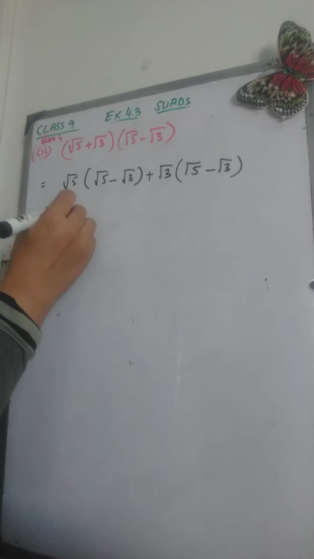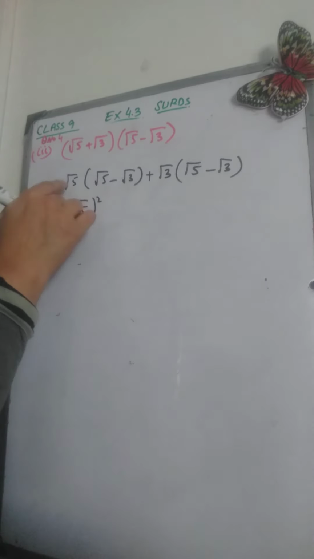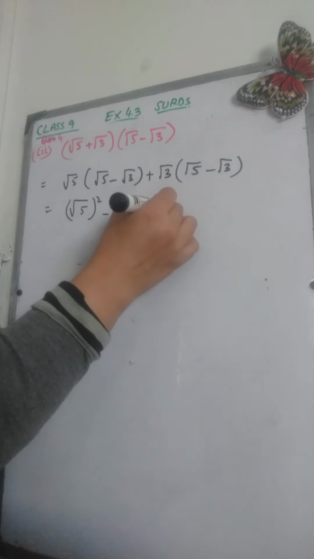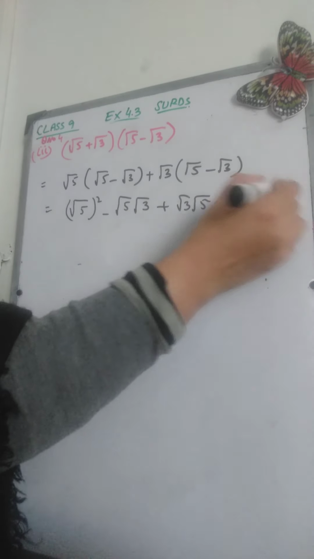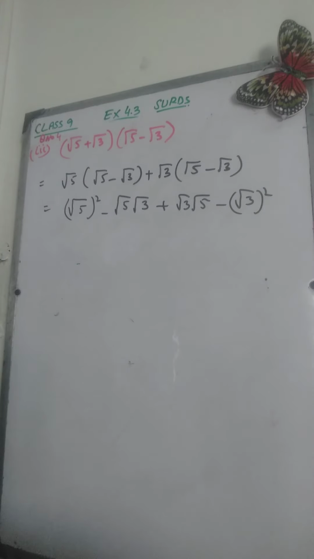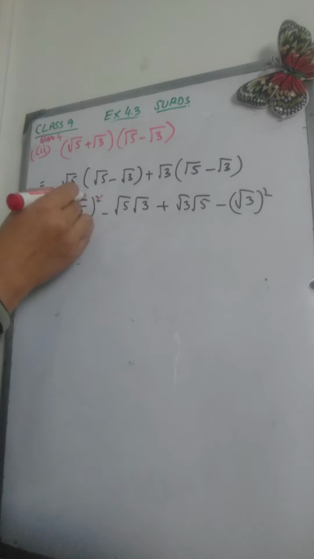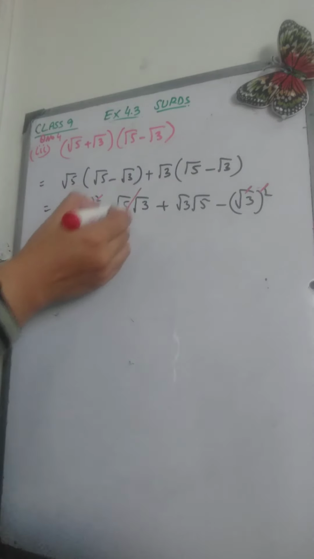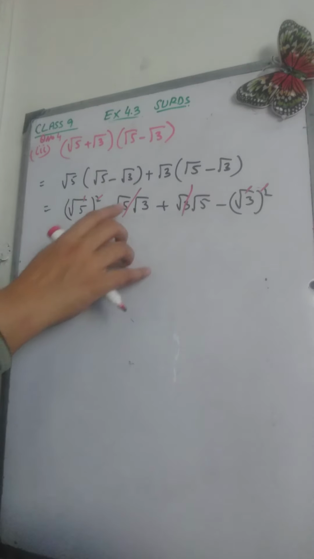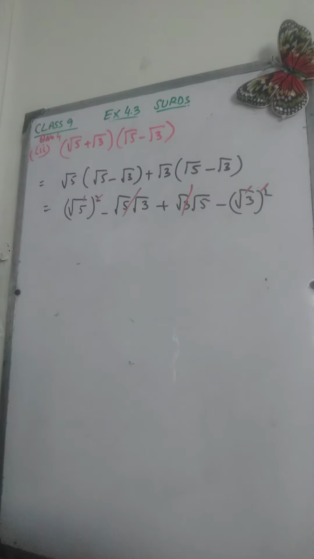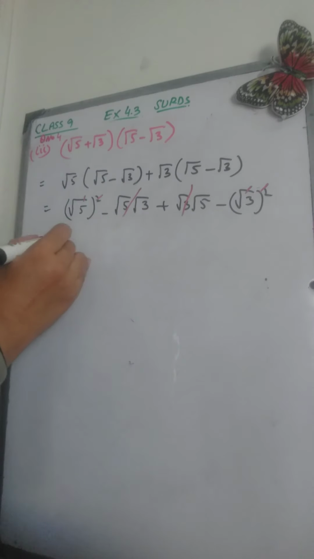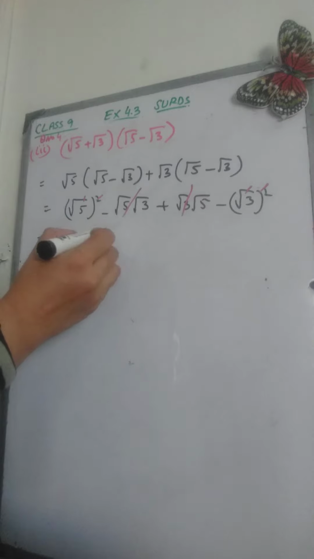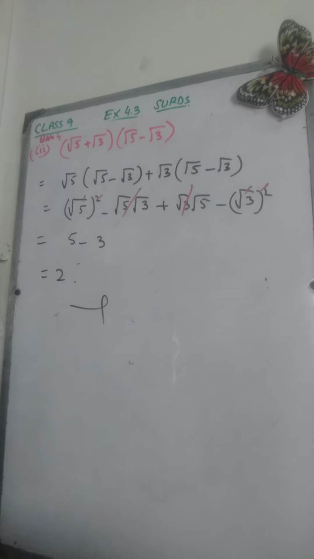This will be under root 5 into under root 5, which is under root 5 whole square, minus under root 5 into under root 3, plus under root 3 into under root 5, minus under root 3 whole square. Now we know that square and square root are reverse procedures of one another, so they will cancel the effect of one another. Similarly over here we have the same numbers because commutative law holds: under root 5 into under root 3 is equal to under root 3 into under root 5. These two numbers commute, so they are the same numbers and will be cancelled out, having opposite signs. We are going to get 5 over here and 3 over here, and the answer will be 5 minus 3, which is 2.